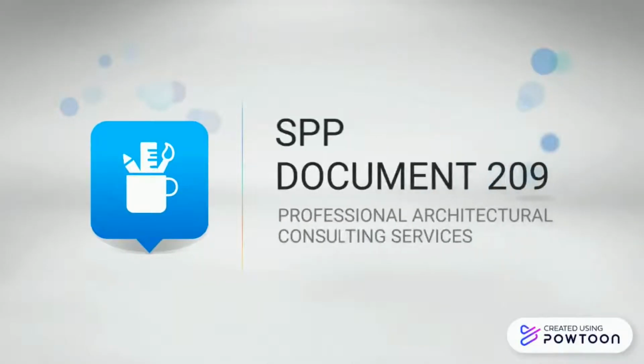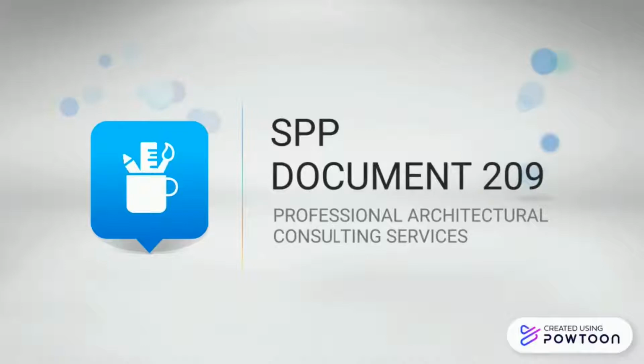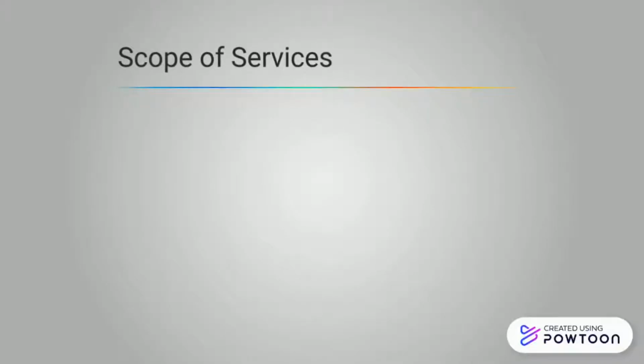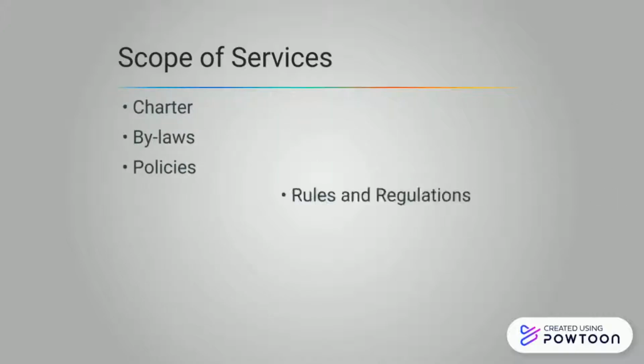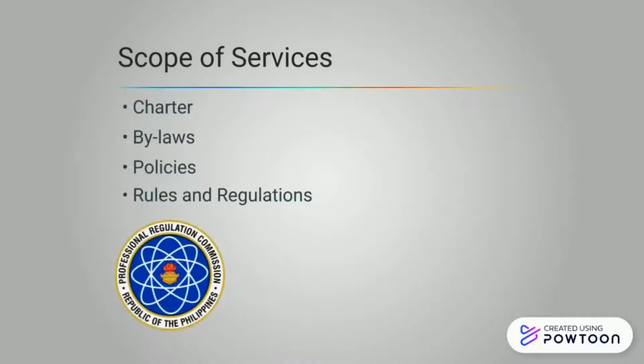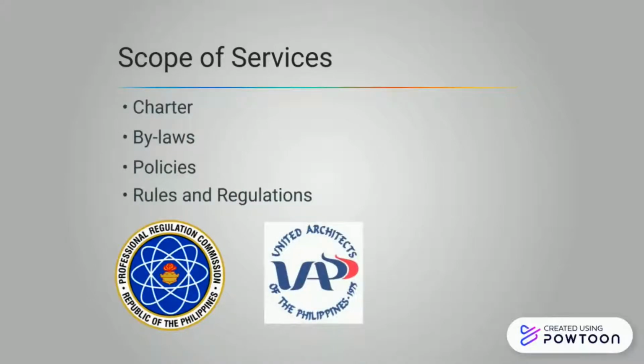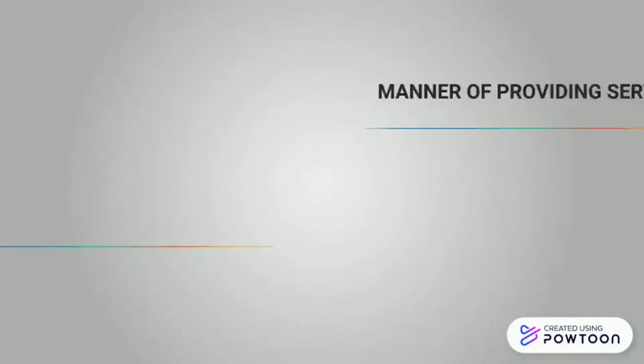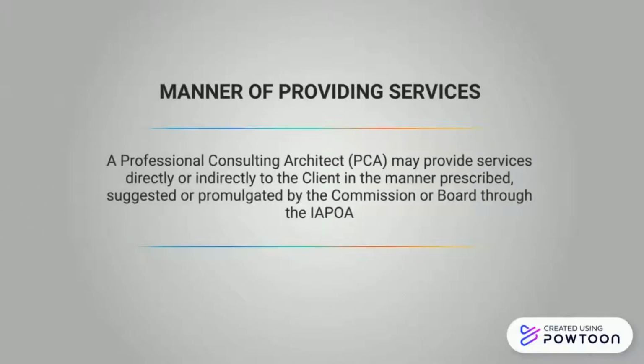SPP document 209, which is the professional architectural consulting services. The scope of professional architectural consulting services shall be defined and determined in accordance with the Charter, bylaws, policies, rules and regulations of the Commission and the Board through the IAPOA, to which a professional consulting architect belongs as a member in good standing. Manner of providing services. A professional consulting architect (PCA) may provide services directly or indirectly to the client in the manner prescribed, suggested or promulgated by the Commission or Board through the IAPOA.